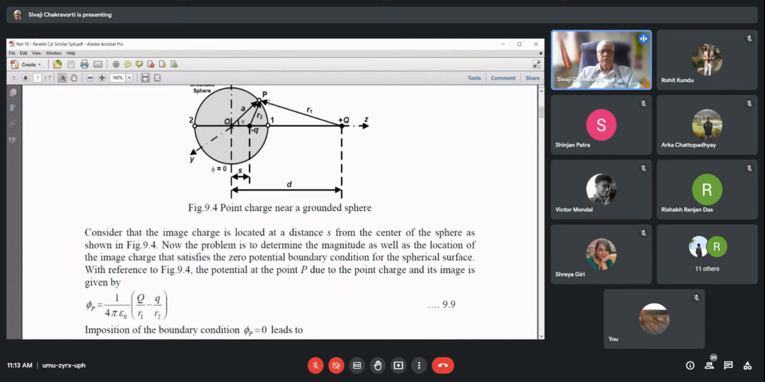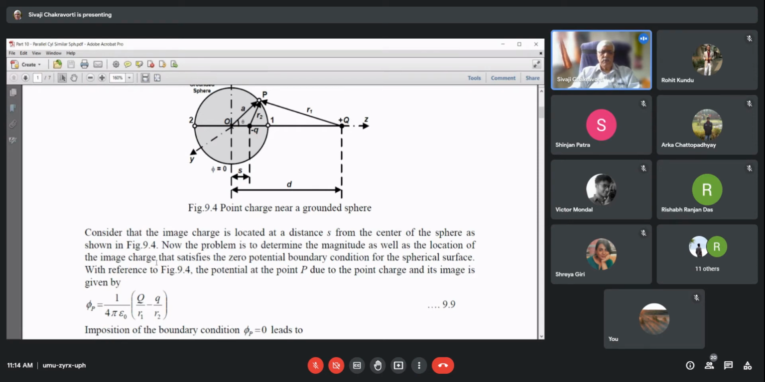Therefore, what is the potential at the point P due to these two charges? You all know the potential due to a point charge at any distance r is q by 4 pi epsilon r. This is a very, very well known expression. Now, since there are two charges, it will be the addition of the two scalar potentials due to the two charges, and that is given at the bottom of your screen, which is a very simple expression. But now we are going to impose the boundary condition.